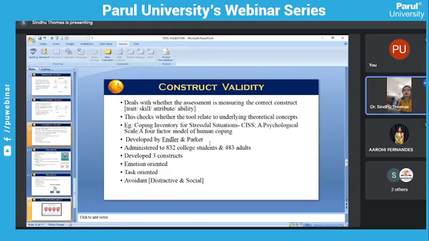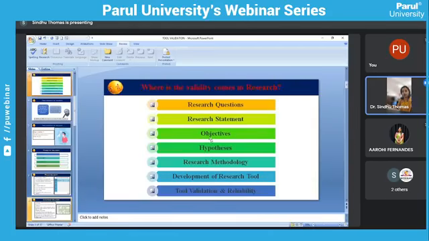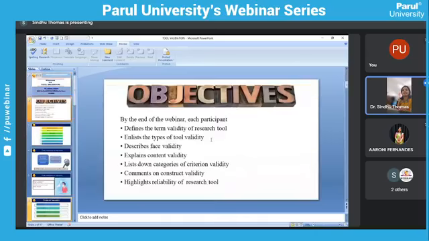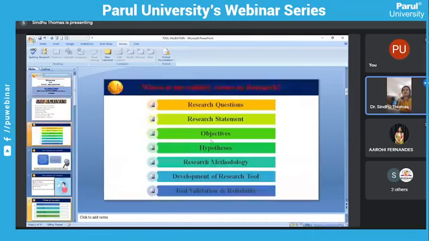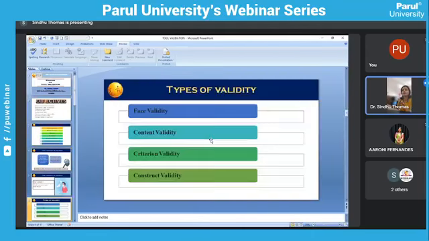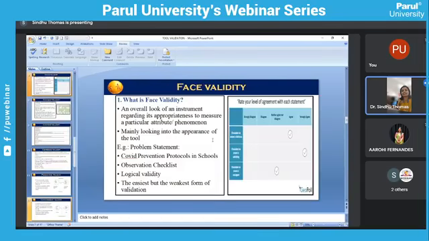Hope the concept of validity and reliability of tool validation is clear. Today we have covered the concept of validity, and we discussed the types of validity of a research tool. We spoke about face validity, content validity, criterion validity, and construct validity.